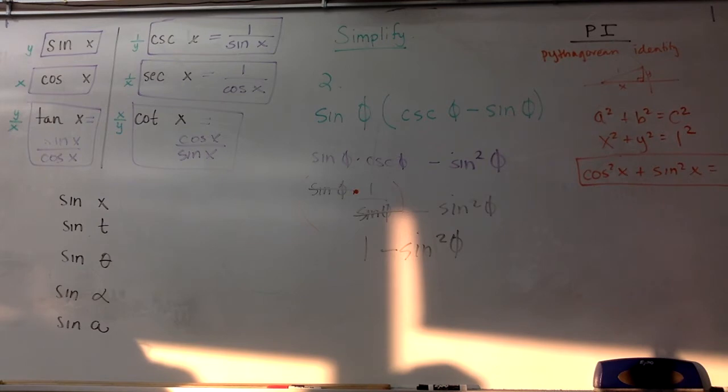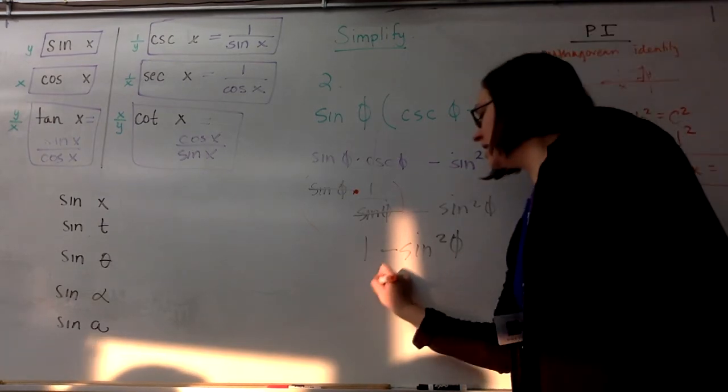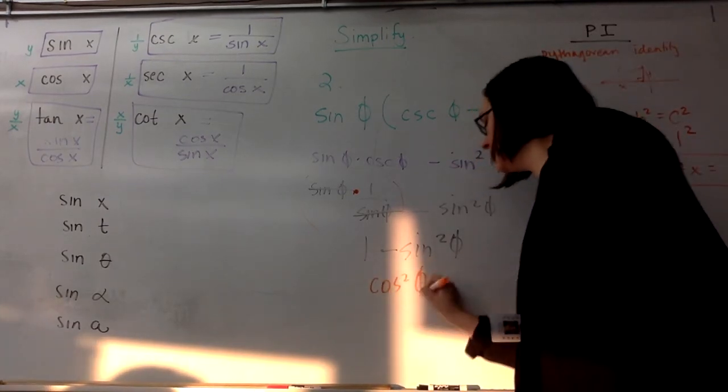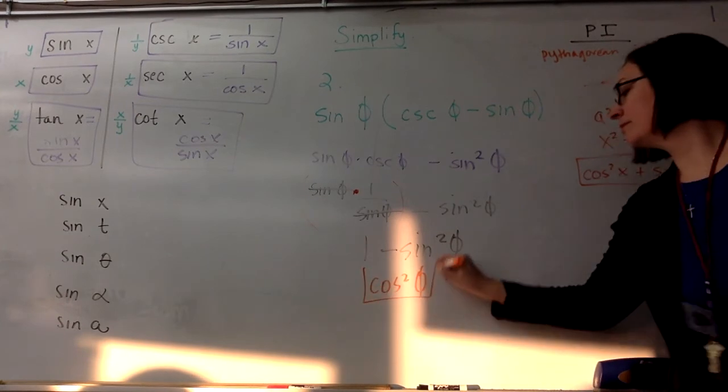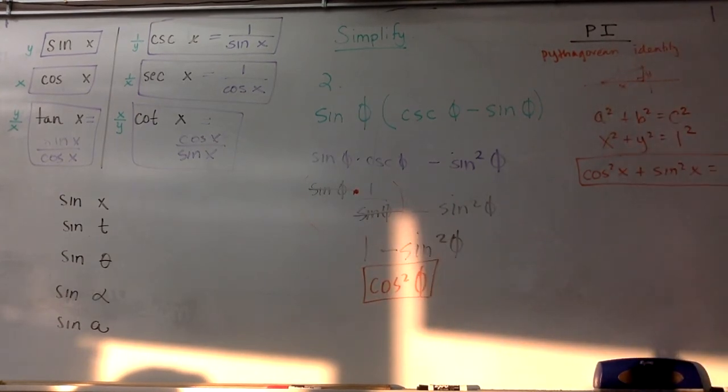So because of that, 1 minus sine squared theta is cosine squared, not theta, but phi. That's my final answer. Which is way smaller than what I started with in green.